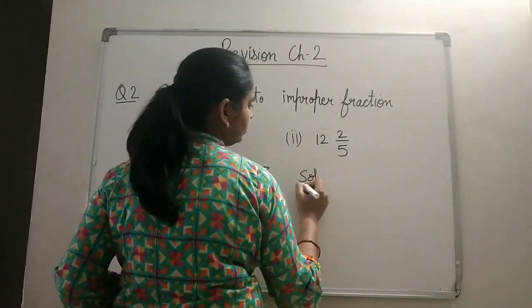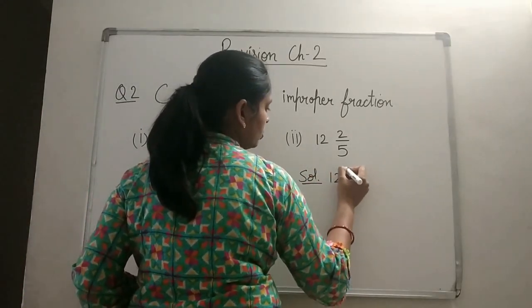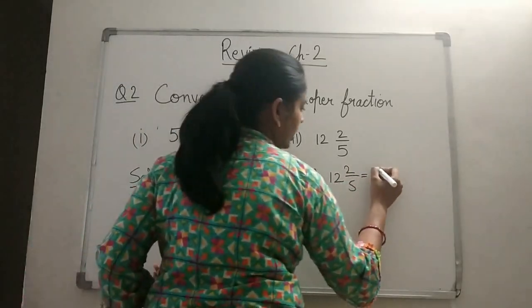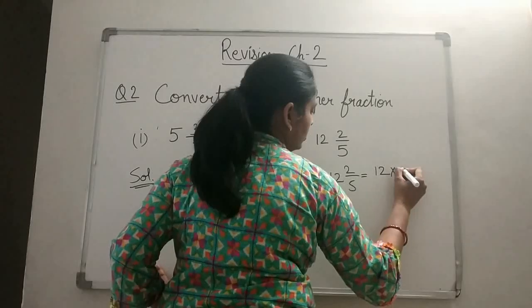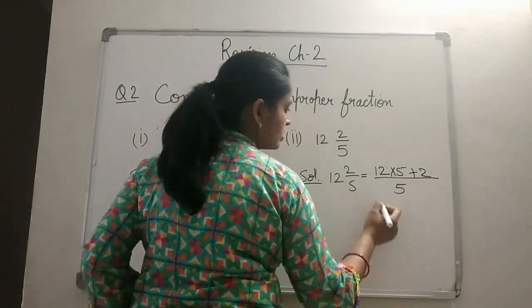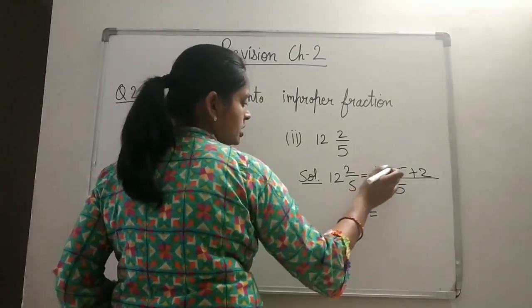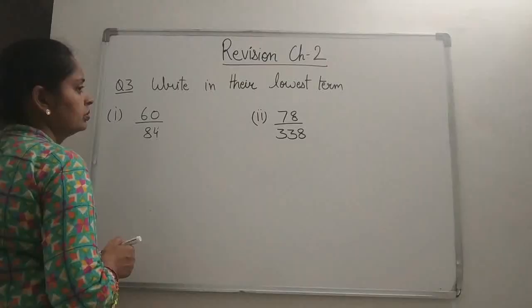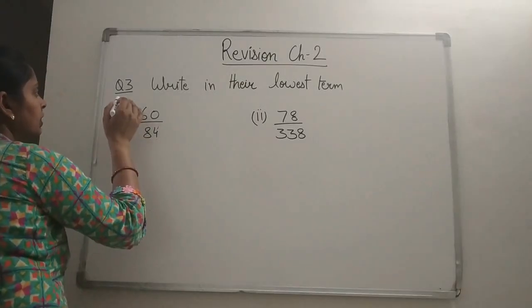In this you have 12 2 by 5. This will again be equal to the product of these two, that is 12 into 5 plus 2 upon 5. So you get the answer: 12 5s is 60, 60 plus 2 is 62 upon 5. Yes.